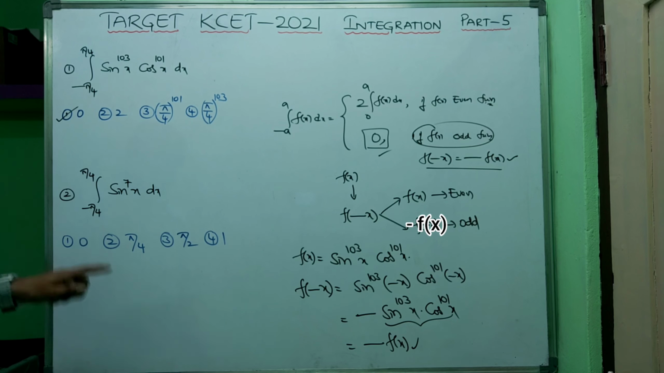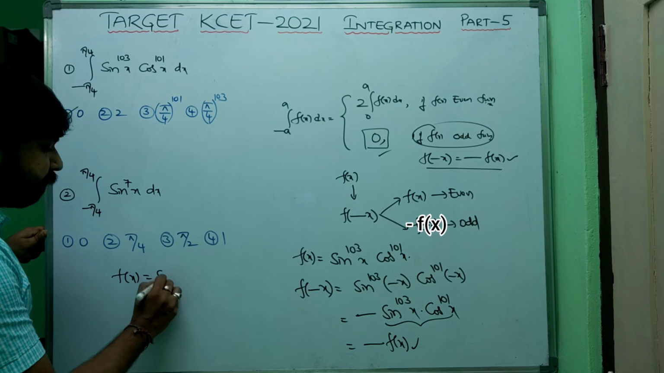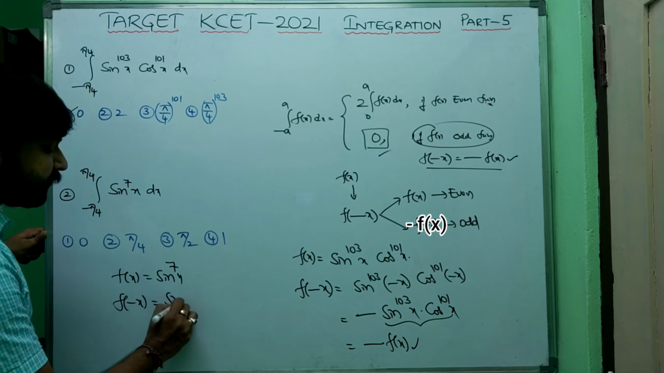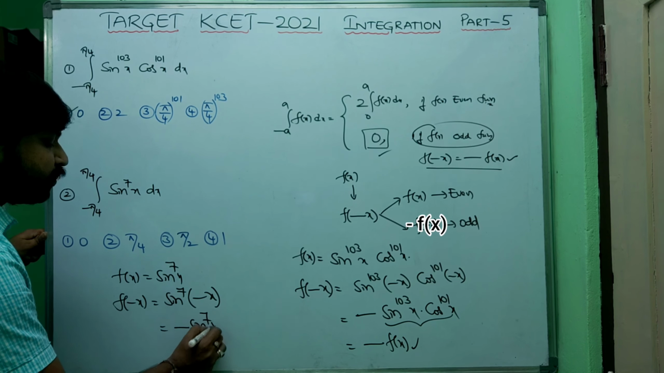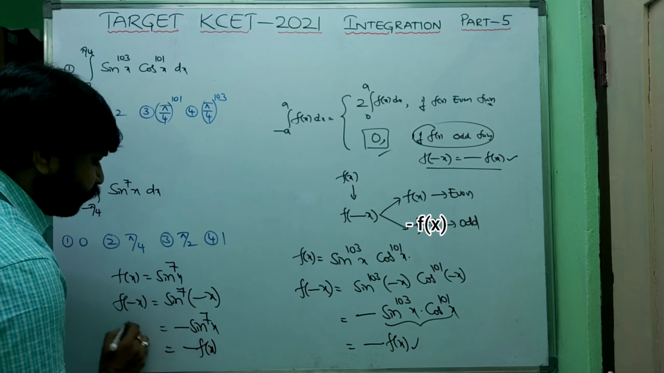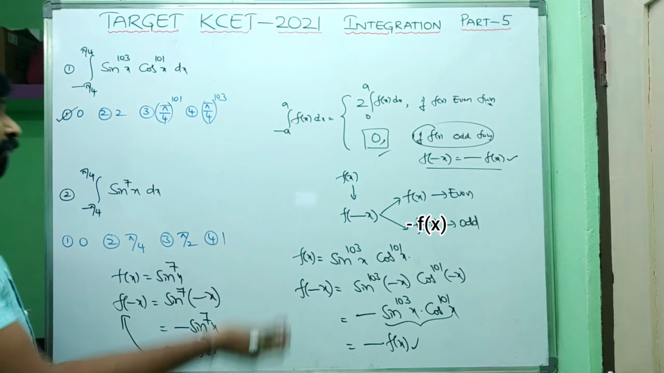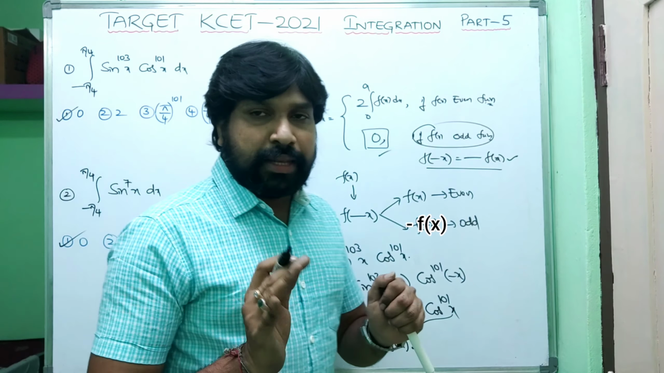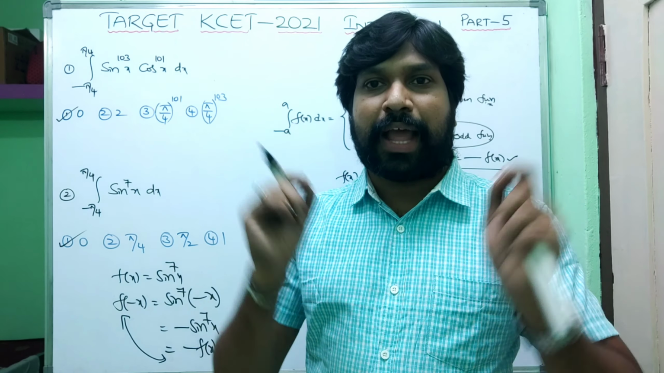Coming to the next one, the same model question: minus pi by 4 to pi by 4 of sin^7 x is given. So f(x) equals sin^7 x. Then f(minus x) can be written as sin^7 of minus x, that is minus sin^7 x, which equals minus f(x). So f(minus x) equals minus f(x), which means this is an odd function. Whenever it is an odd function, the integration is 0. This kind of easy, rare question they also ask. Please identify carefully and you can tick the answer.